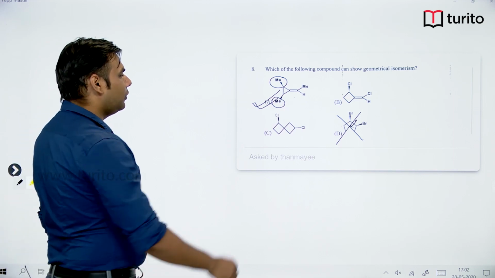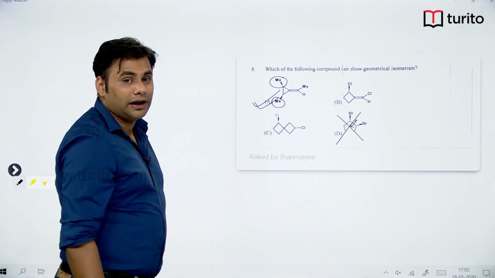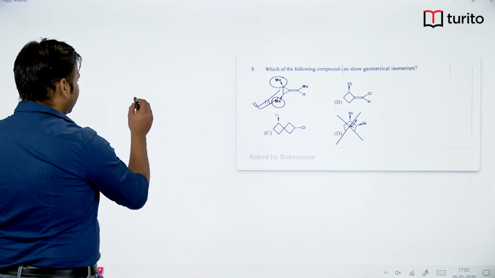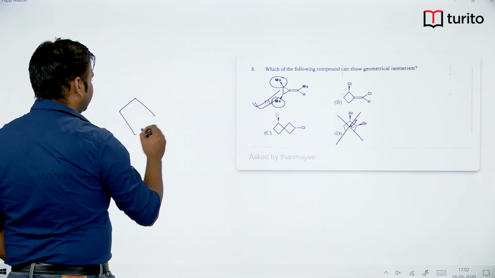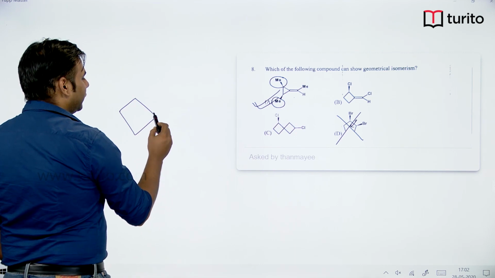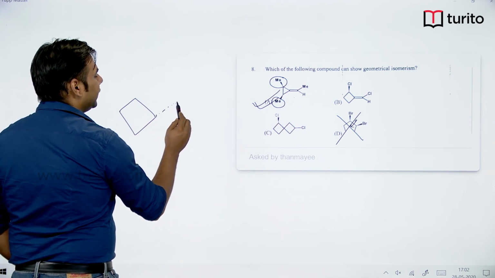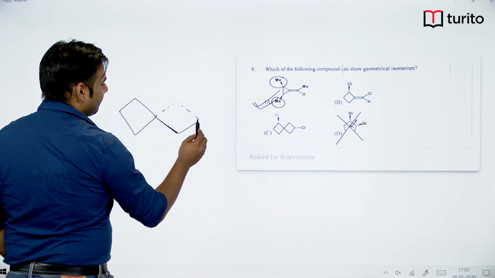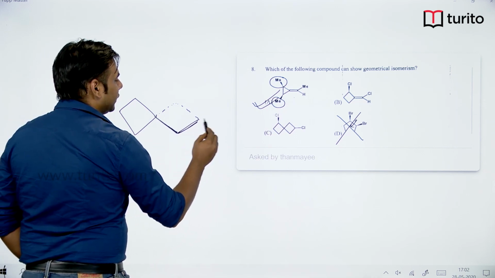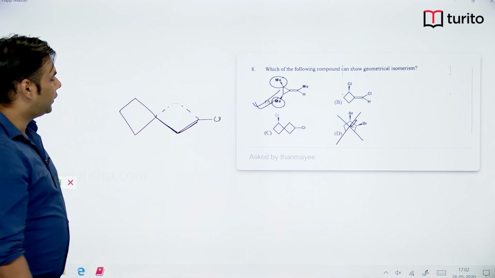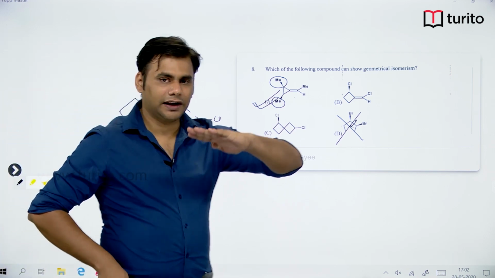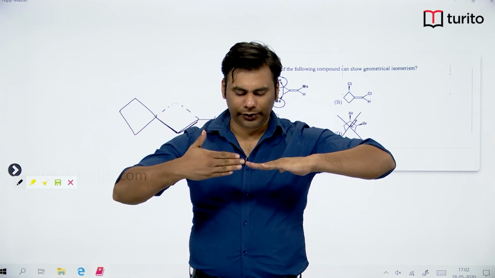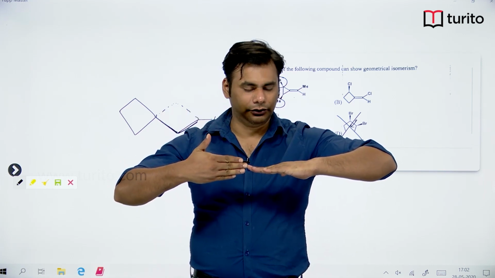Now if you look at this one, we know that this is a spiro compound, the two rings are mutually perpendicular. So suppose this bond is going inside the plane and this bond is coming outside the plane. Now there is a Cl over here. Suppose this is one cyclic ring, the other cyclic ring is mutually perpendicular to it, because it is a spiro arrangement.